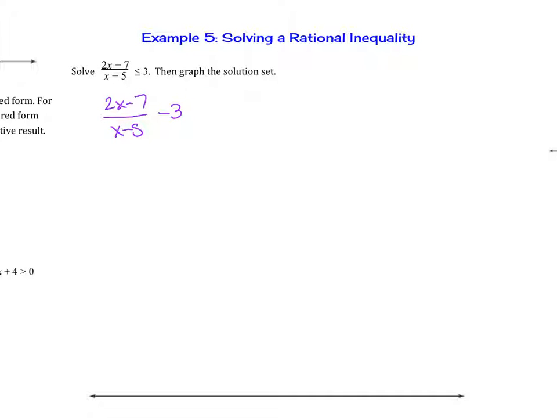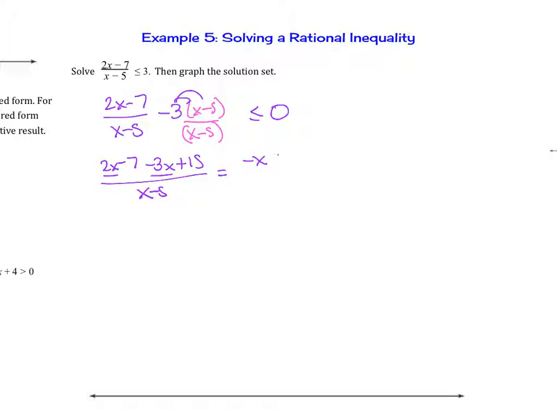Let me go ahead and move that less than or equal to, so I'm going to put it over here. In order to solve this, we're going to have to get a common denominator. So we're going to multiply by x - 5 on the top and bottom of negative 3. So this will become 2x - 7 and then -3x + 15, all over x - 5. Then we simplify, so 2x - 3x is -x + 8 over x - 5.